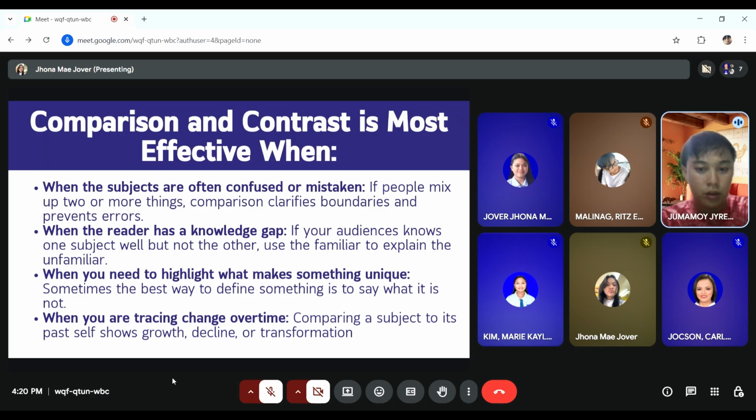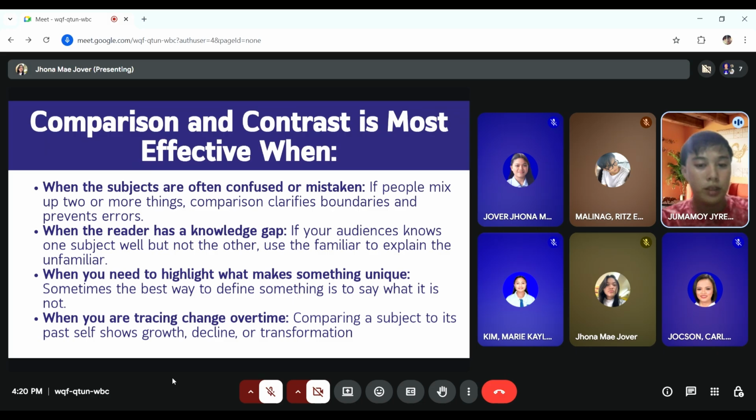For example, consider the difference between a sentence and a fragment. In a sentence, we say, she completed her assignment. While in a fragment, we often use, because she was tired. By comparing them, we see that the sentence contains a complete thought, while a fragment does not. The comparison clearly defines what makes a sentence complete.